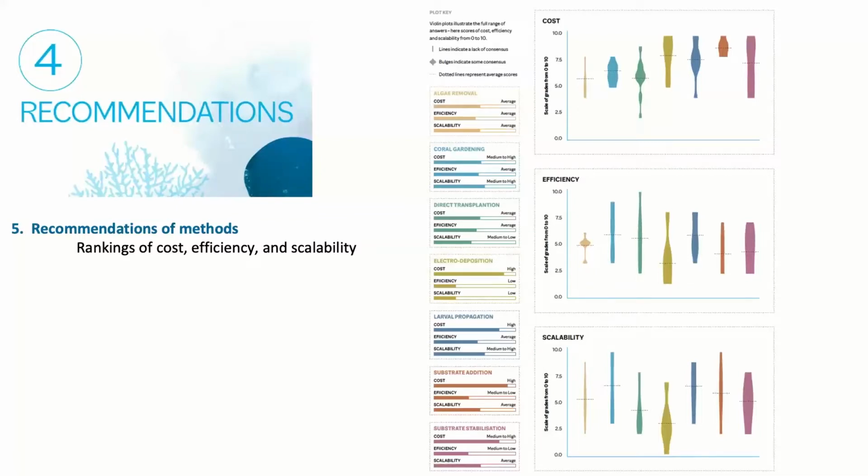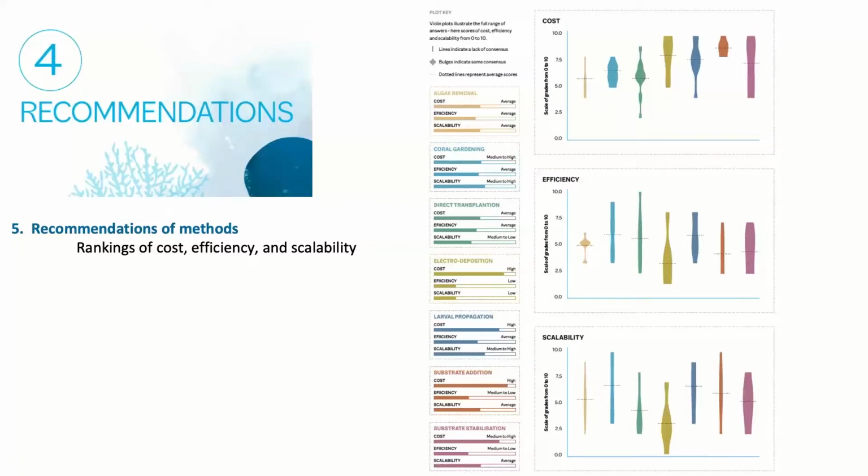So we asked this time 11 experts to rate each of the methods in terms of cost, efficiency, and scalability on the scale from 0 to 10. And we came up with this violin plot, which allows us to have all the results in one frame. Now we realize that it can look a little bit complicated and might not be valuable for all the readers of the report, but we still thought that it could have some value to some and decided to include it.